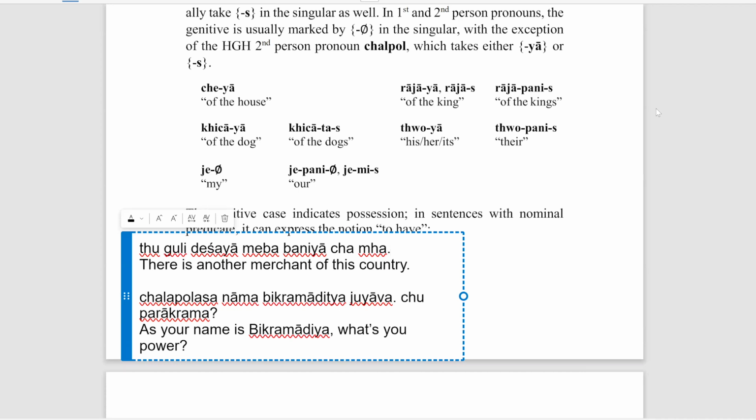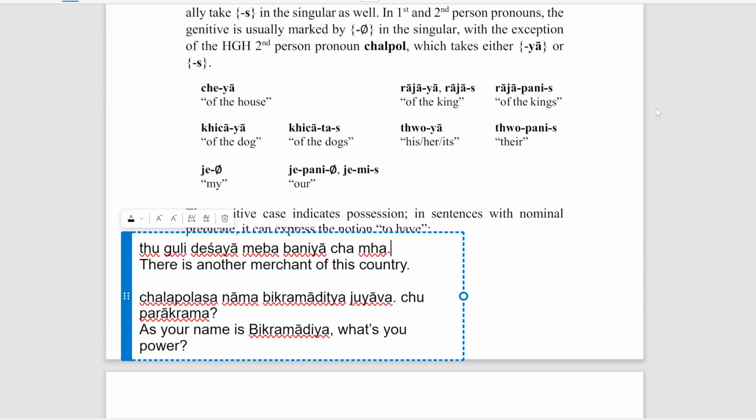Okay, so we can move on to the next. Who would like to read out the next one? Chilabala Sanama Vikramaditya Juyava Chuparakama. Yes. We'll give it a try. Parsing. Chalapalasa is probably something related to your. Yes. But is there like a classifier in there?